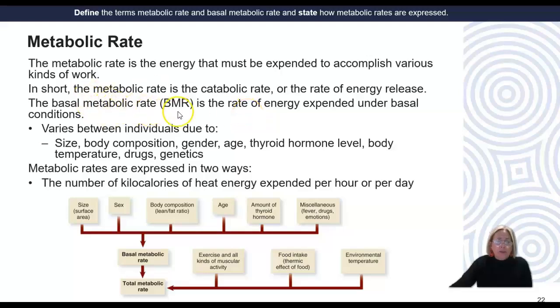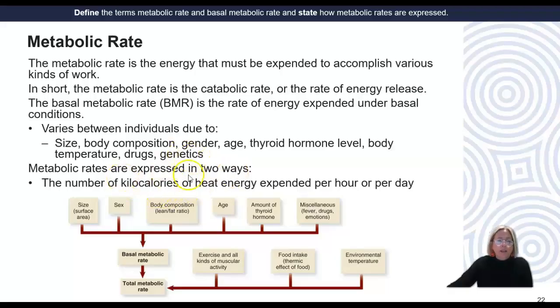The basal metabolic rate, your BMR, is the rate of energy expended under basal, resting conditions. This varies between individuals due to their size, body composition, gender, age, thyroid hormone levels, because remember, thyroid hormone regulates your basal metabolic rate, your body temperature, any kind of medications that you might be taking, and also genetics. We often hear of families with really high metabolic rates compared to other families with low metabolic rates.